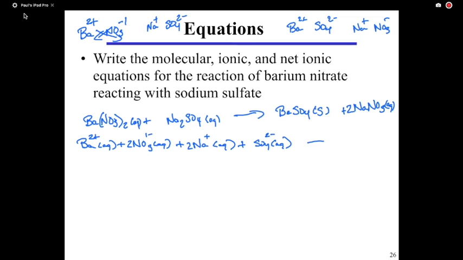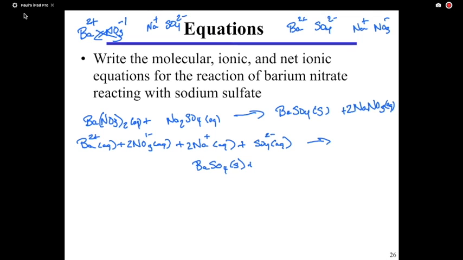Okay? Yields barium sulfate. Does it dissociate? Yes or no? Nope. Drop it down. Sodium nitrate. Does it dissociate? It is an ionic compound and is aqueous, so yes.